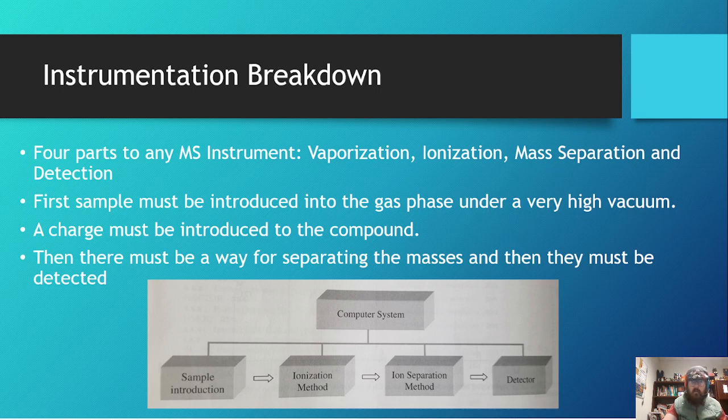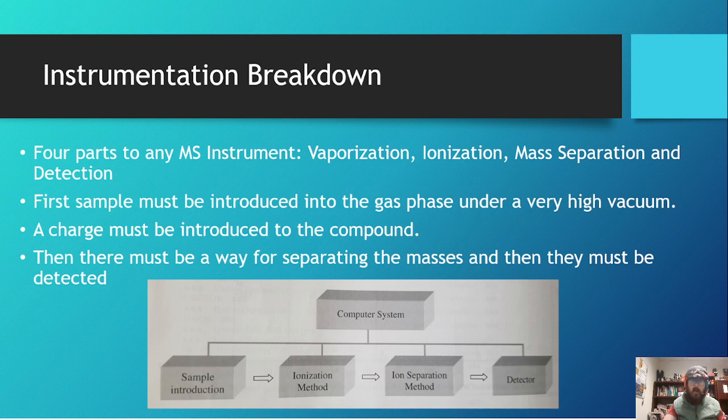So the sample needs to be turned into a gas phase under a very, very high vacuum. The idea being, if you remember back in Gen Chem when we talked about the cathode ray tubes, they had to pull a very high vacuum on those tubes or else they wouldn't glow. If there's gases in there, the gases will block the electrons. Same way, if there's a lot of molecules, it's going to block the flight of our particles as we shoot them down towards the detector. So we need a very high vacuum so there's not a whole lot of molecules.